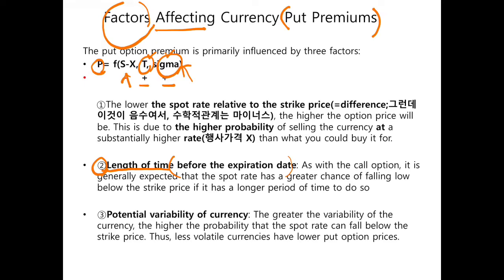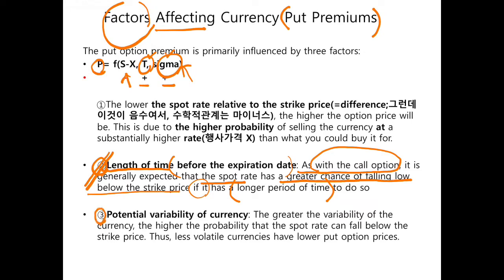Length of time before the expiration day, as it was in the call option case, right? The spot rate has a greater chance to fall below the strike price as we have a longer period of time until maturity comes. It means we have a longer period of time to exercise that option. So the same logic here as it was in the call option.